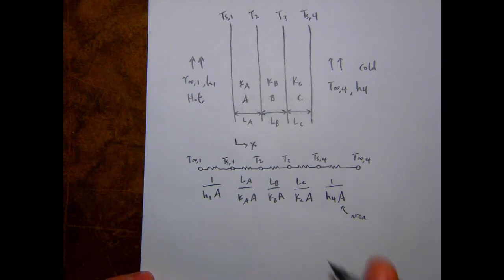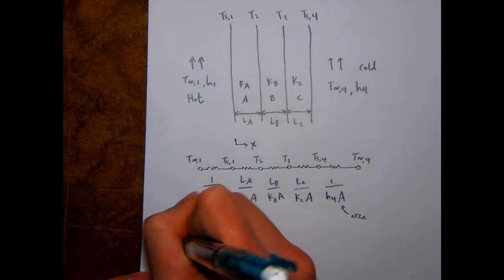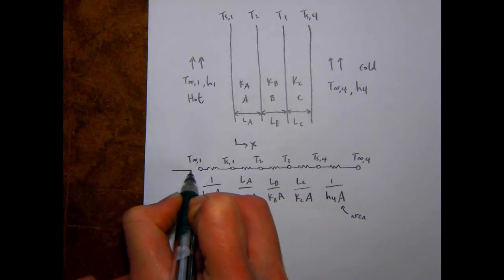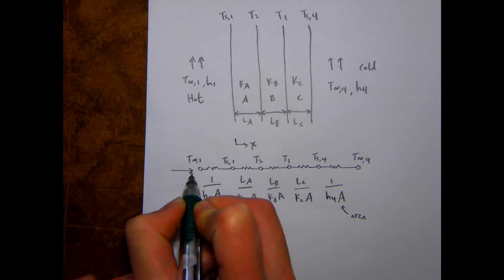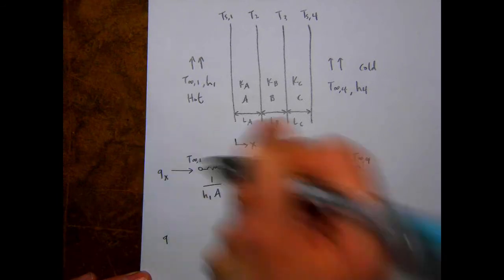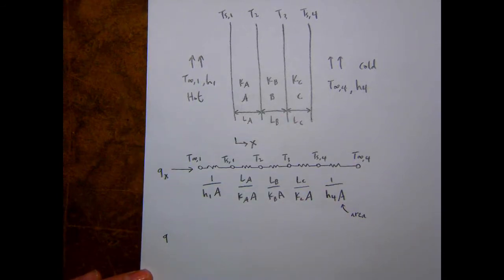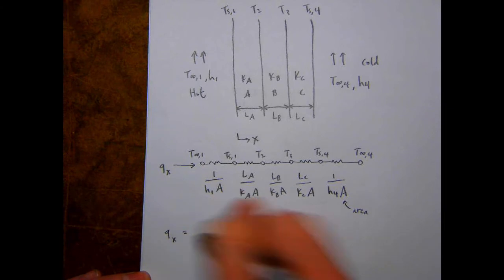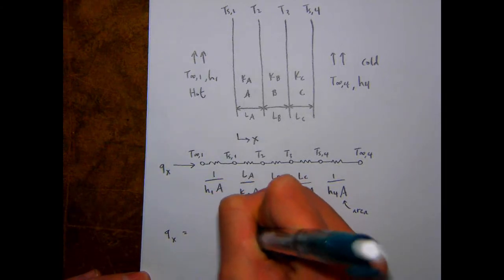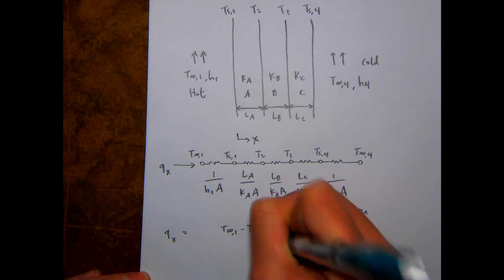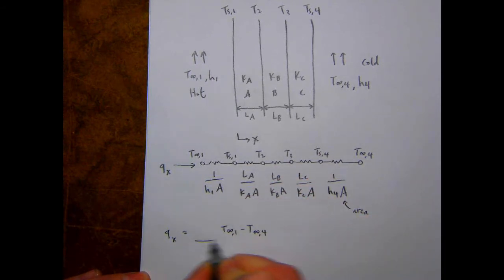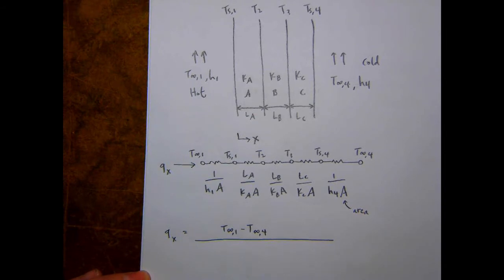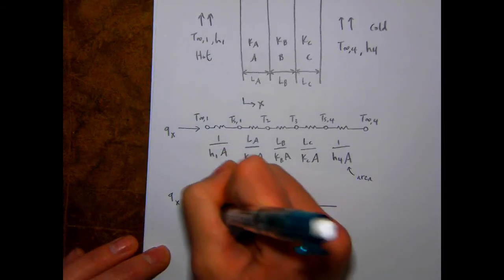So if we wanted to write down the total equation for this, and then you can draw, going into the circuit here, the heat transfer rate, Q sub x. So if we want to write down what Q sub x is, again, total temperature difference. So T infinity 1 minus T infinity 4. And then it's going to be over all of these terms added up, right?